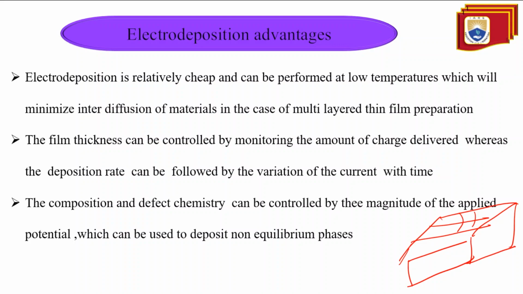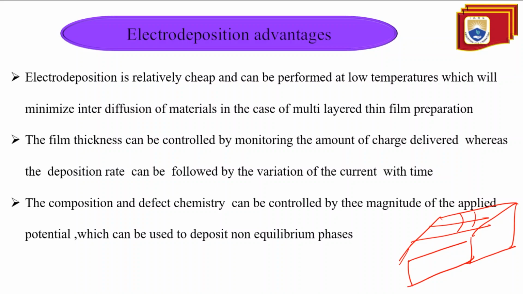With respect to current and time, the film thickness can be controlled by monitoring the amount of charge delivered, whereas the deposition rate can be followed by the variation of current with time. So this is also one of the advantages of electrodeposition.